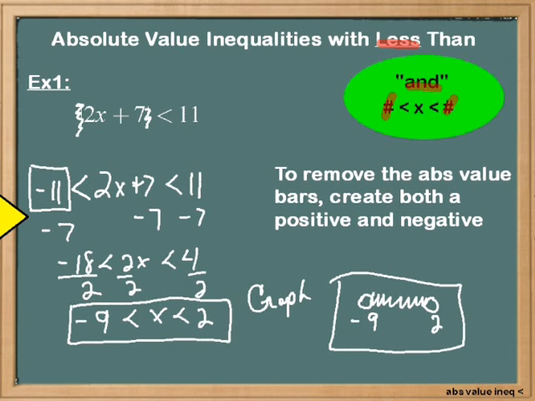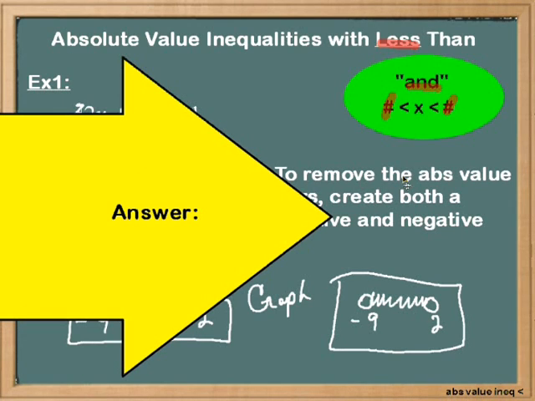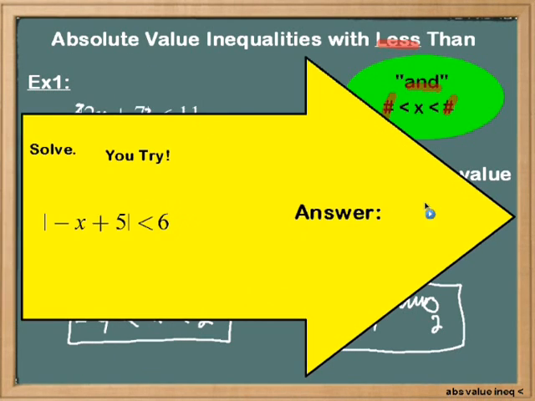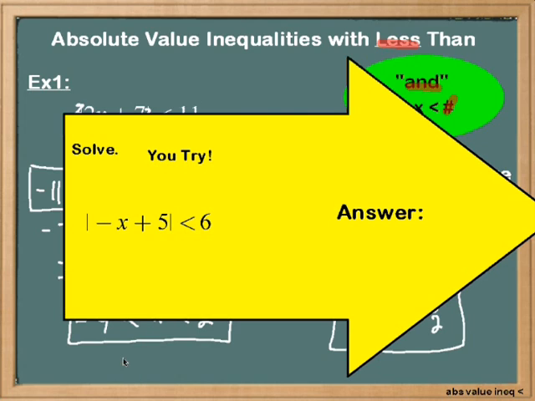Now it's time for you to try. Here is your next problem. You have the absolute value of -x plus 5 is less than 6. Go ahead and give that a try. When you're finished, press the pause key and I will have the answer for you.